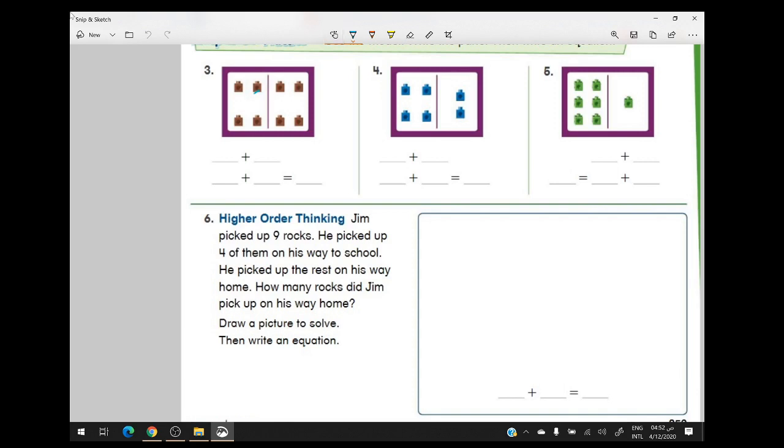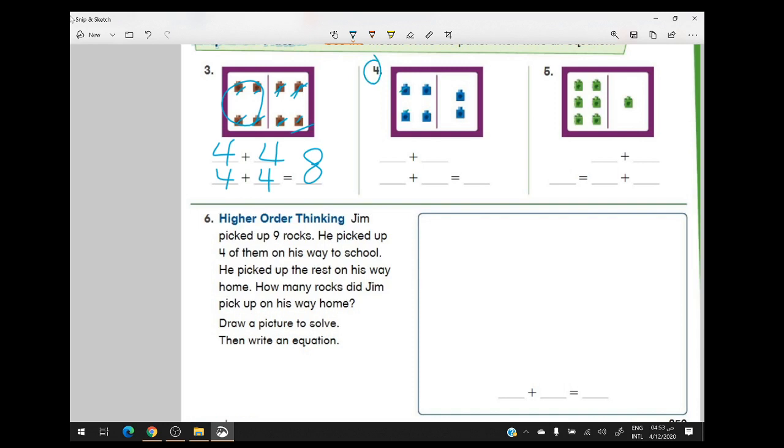In the first group, I have 1, 2, 3, 4 cubes. In the second one also I have 4 cubes. In all, they are 4, 5, 6, 7, 8, right? I want to write another related fact to the first one, so it will be the same because they are equal numbers. They are the same numbers, 4 and 4, right? Great job.